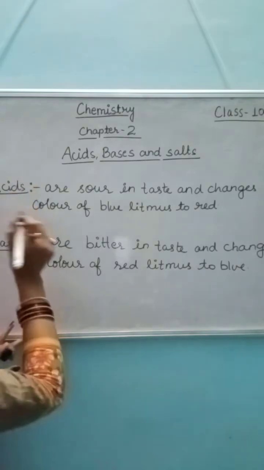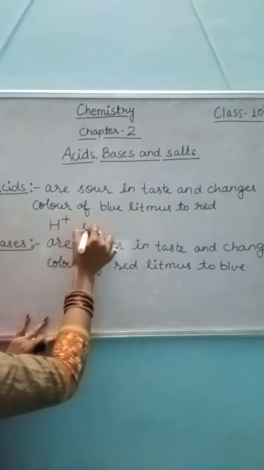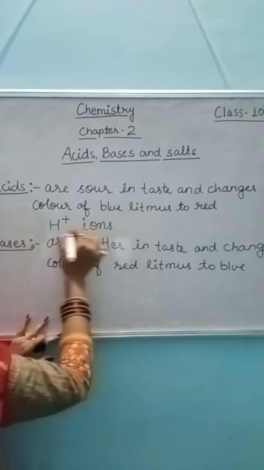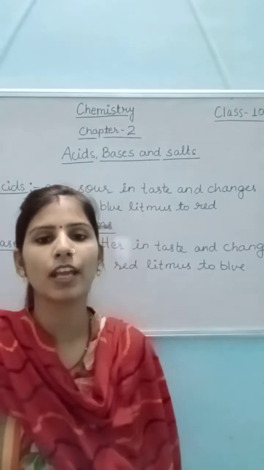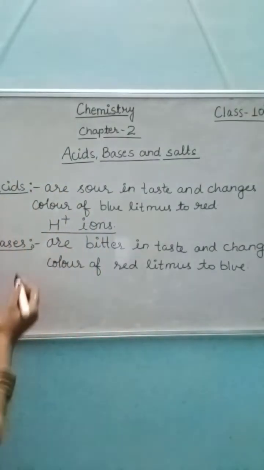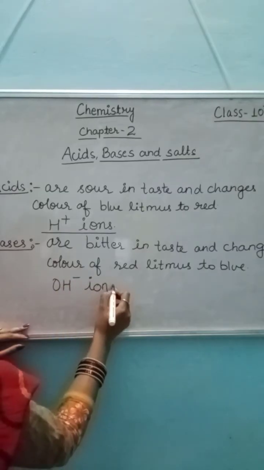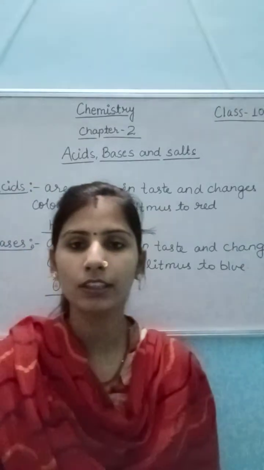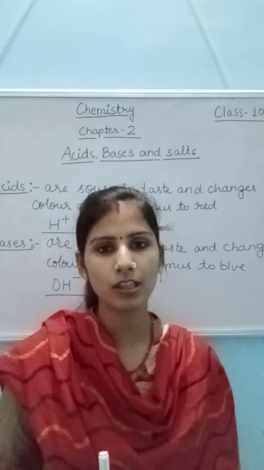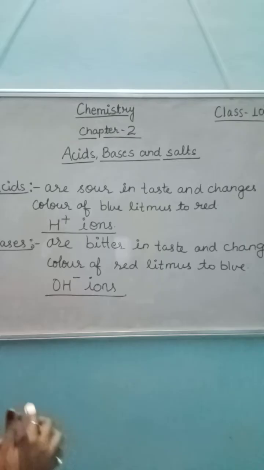Now see, acids contain or produce H plus ions. When acids are dissolved in water, they produce H plus ions, or hydrogen ions, and bases produce OH minus ions. OH minus means hydroxyl ion. Acids produce H plus ion and bases produce hydroxyl ion, which means OH minus ion. So these are all about acids and bases.